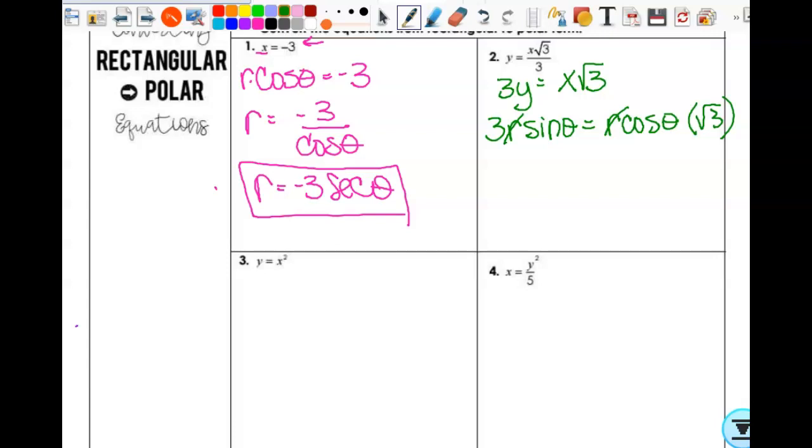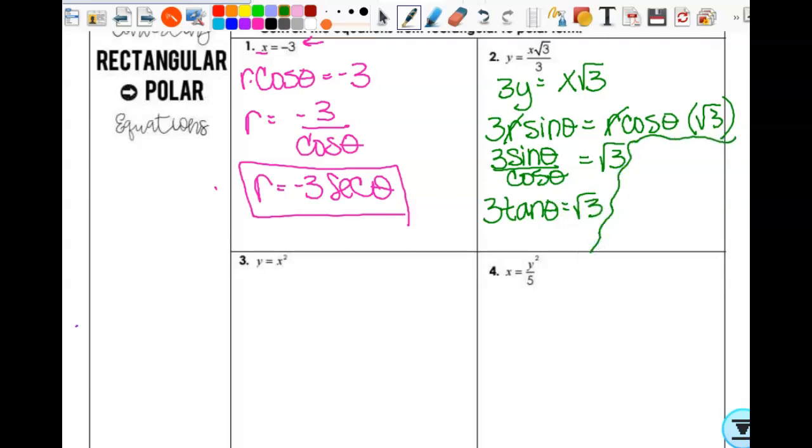Cosine, right? So if I divide both sides by cosine, I'm going to get 3 sine theta over cosine theta equals the square root of 3. Well, what is sine theta over cosine theta? Tangent. So I get 3 tangent theta equals square root of 3. I need more room here, so I'm going to make myself some room. Then I'm going to move up here. So to get tangent by itself, I'm going to divide both sides by 3. So I'm going to get tangent theta is equal to the square root of 3 over 3.